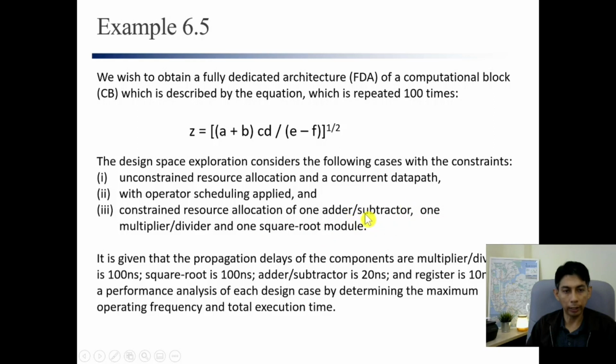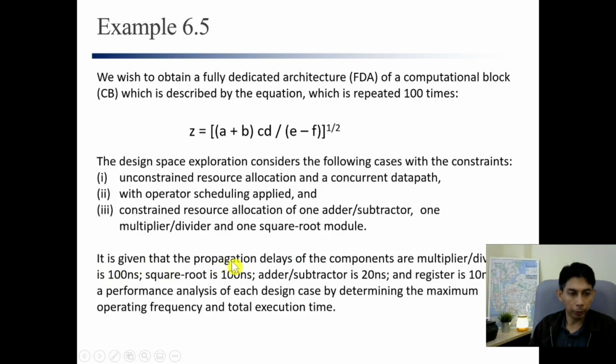This is one module, adder and subtractor. Remember, we designed the adder and subtractor as a single adder-subtractor circuit, which is only one module, and also one multiplier or divider. This is also considered one module, and one square root module, which is a different module. So only one adder or subtractor, one multiplier or divider, and one square root module. This is a square root function, so we need the square root module.